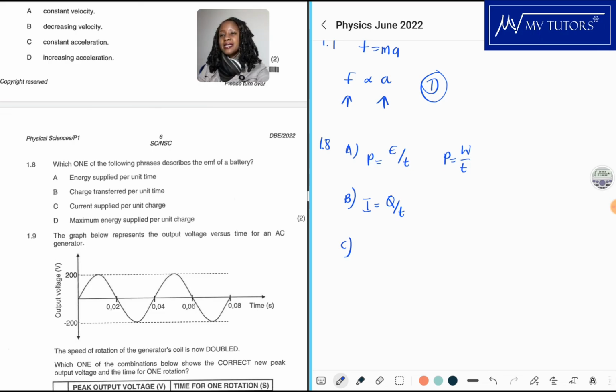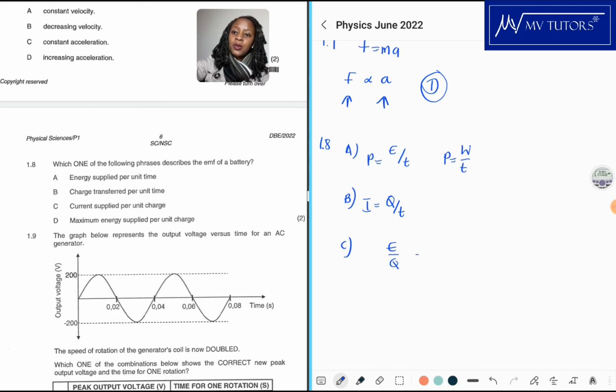C, current supplied per unit charge. Yeah, not really sure about that one, but that doesn't sound right. So the charge is supplying the current. Okay, yeah, that doesn't make sense. But anyway, D, maximum energy supplied per unit charge. So basically energy again. So we have energy, maximum energy supplied per unit charge.